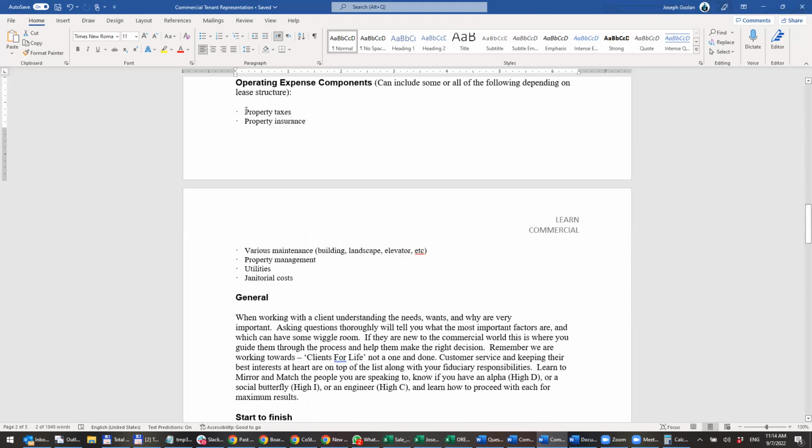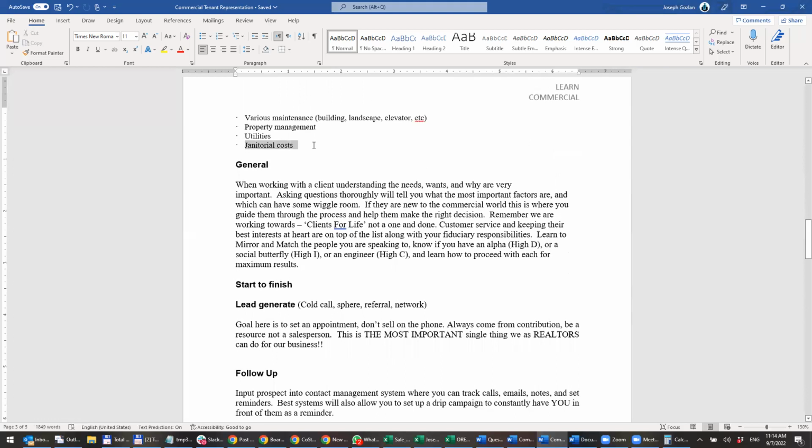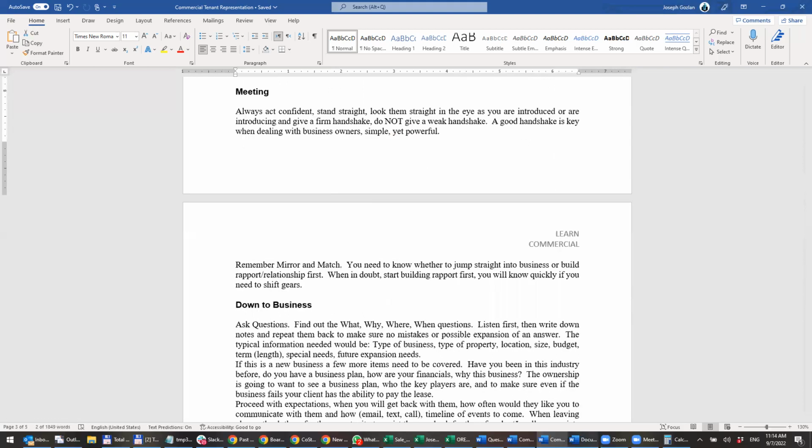Like I mentioned earlier, in the triple net, modified gross and absolute net, property taxes, property insurance, who's paying for them, how it's getting paid, and so on. Who's doing the maintenance, who's responsible, is there a property management company, or who does the tenant contact in case of emergencies? Who pays utilities, what kind of utilities are available, and so on. Janitorial cost is usually in office buildings. The rest is not really interesting here.